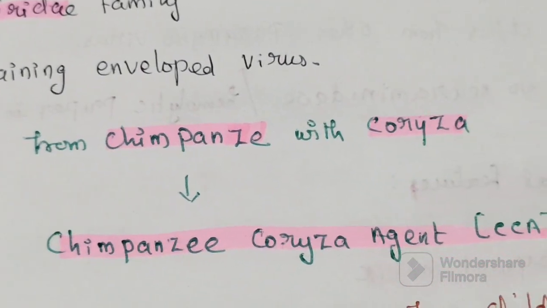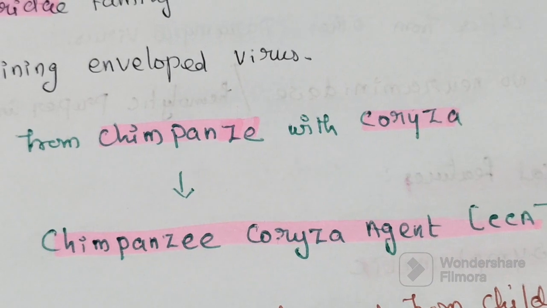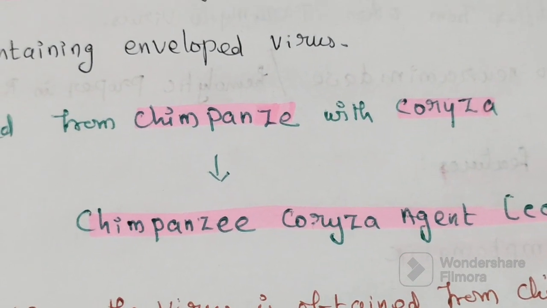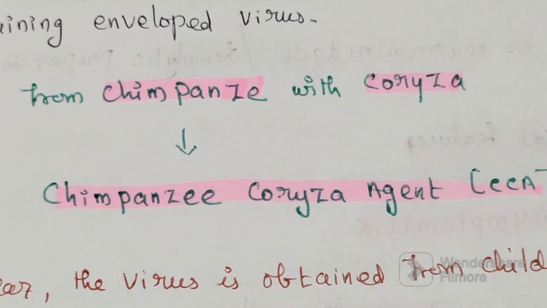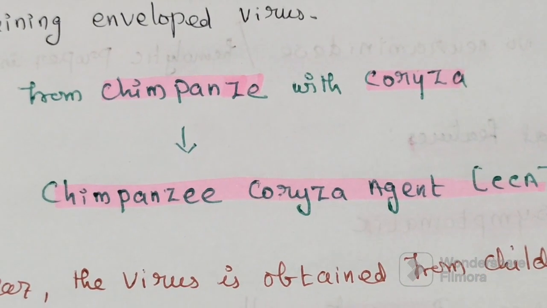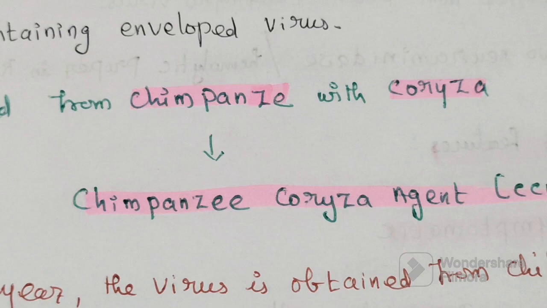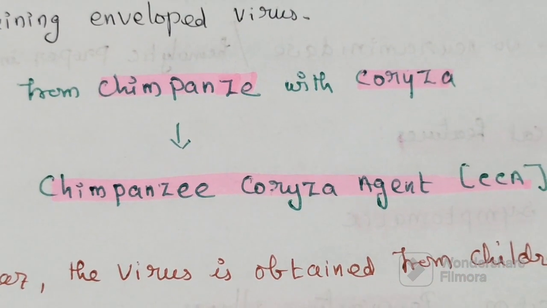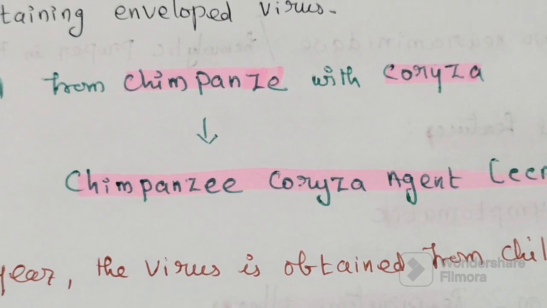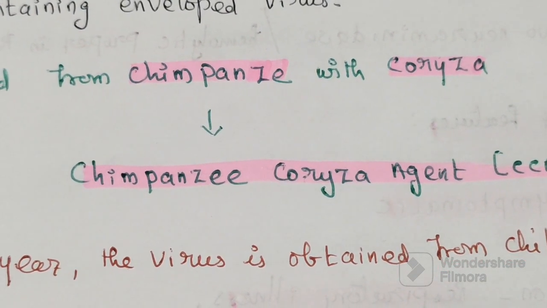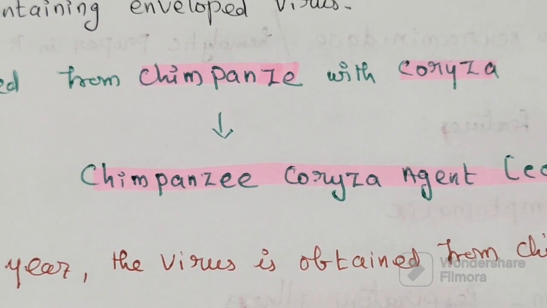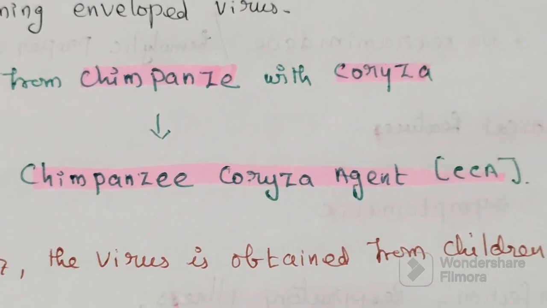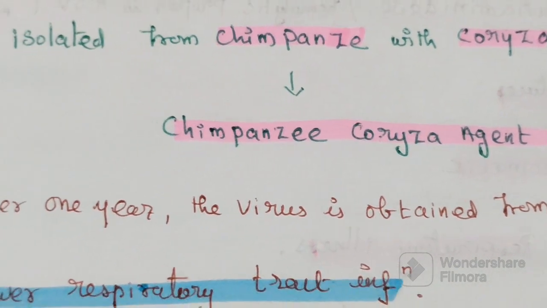It was first isolated from a chimpanzee with coryza. Respiratory symptoms were found in the chimpanzee, so it was called chimpanzee coryza agent, CCA.